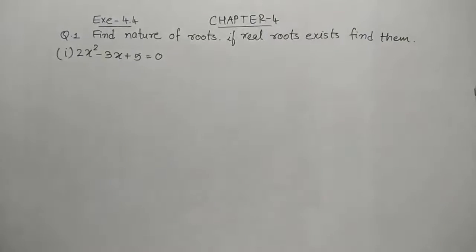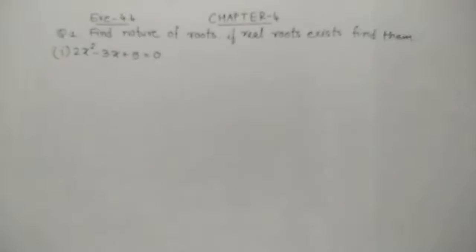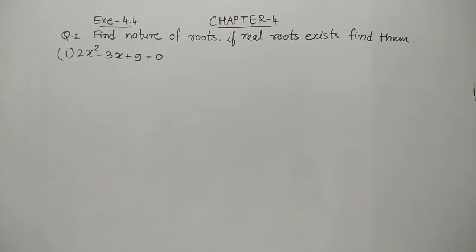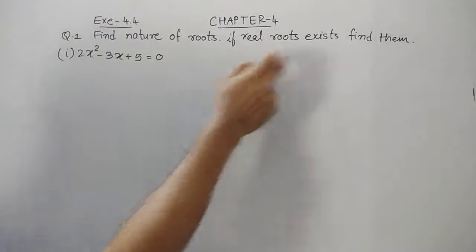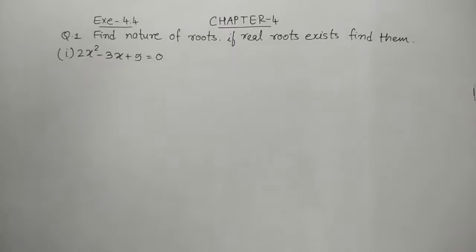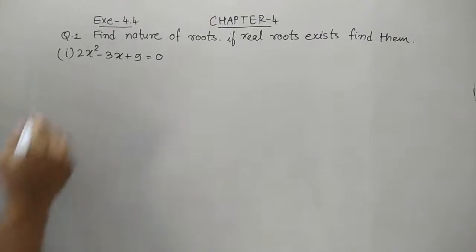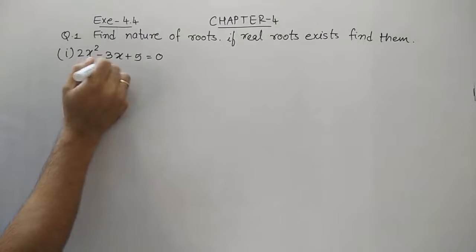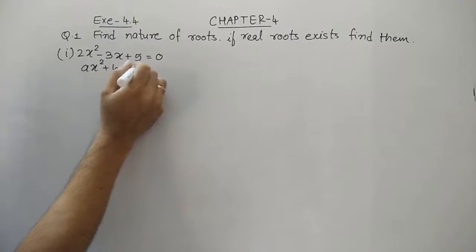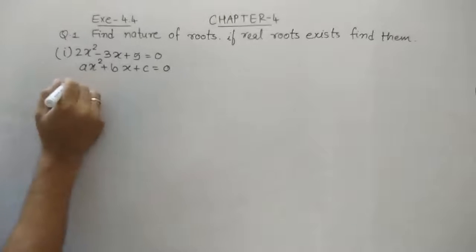Let us do exercise 4.1, which is the last exercise of this chapter. The first question, it is said that we have to find the nature of the roots, and if the roots are real, then we have to find the roots. If they are not real, then we are not supposed to find them. To find out the nature, first we have to compare this given equation with the standard form, ax square plus bx plus c equals to 0.